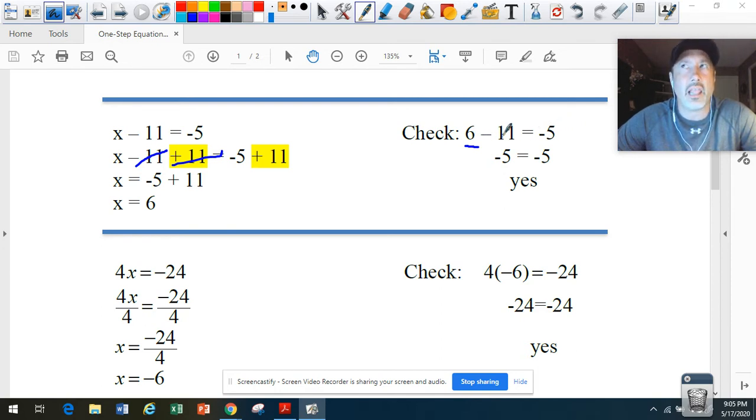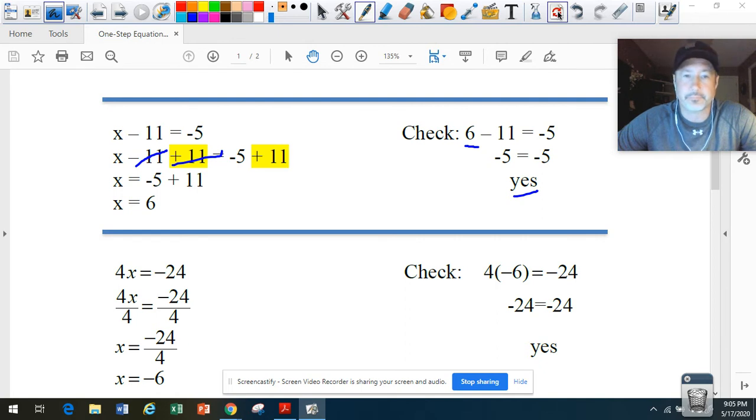6 minus 11, okay, this is the same as 6 plus negative 11. Signs are different. Subtract them. Keep the sign of the larger absolute value. If you remember, we talked about that. So you do get negative 5. Negative 5 equals negative 5. And yes, this is correct.